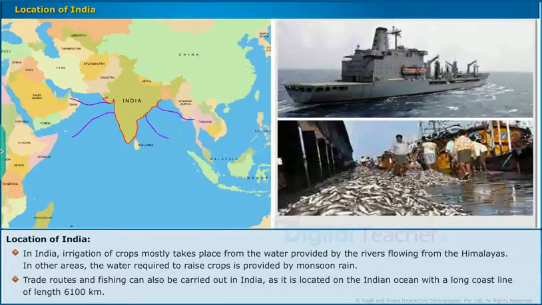Trade routes and fishing can be carried out in India, as it is located on the Indian Ocean with a long coastline of length 6,100 kilometers.